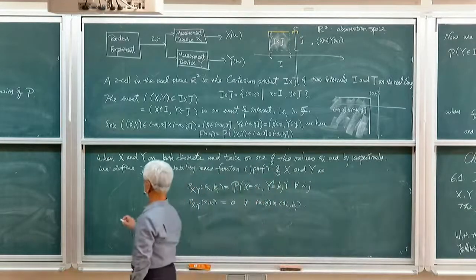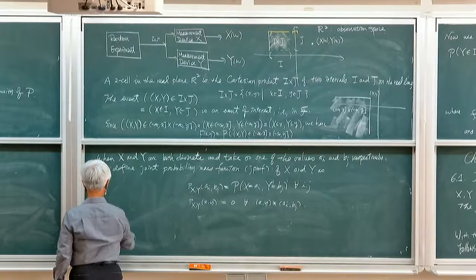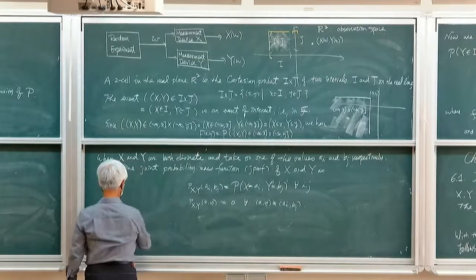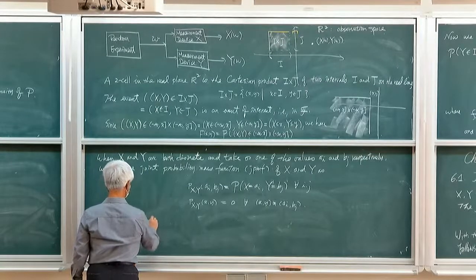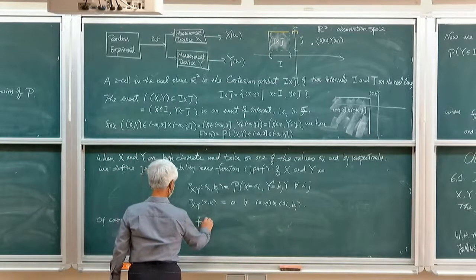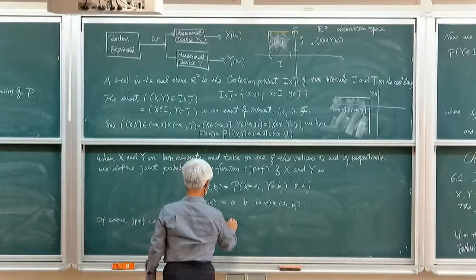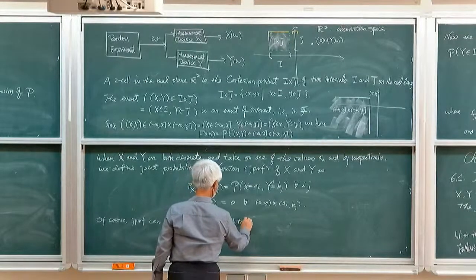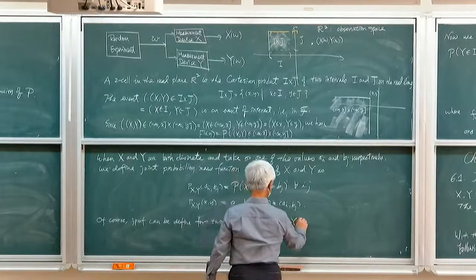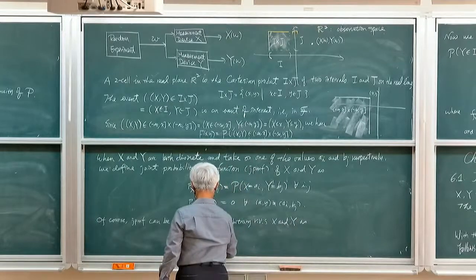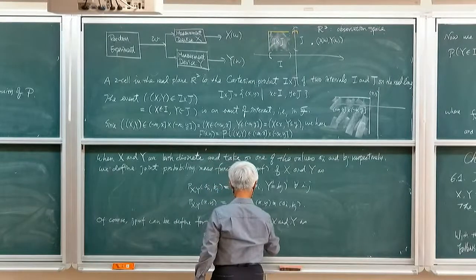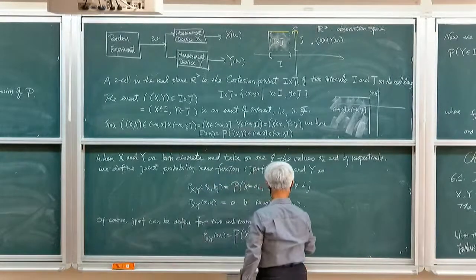Of course, the joint PMF can be defined for two arbitrary random variables x and y as little p_xy(x, y), the probability that X equals little x, okay, for all.